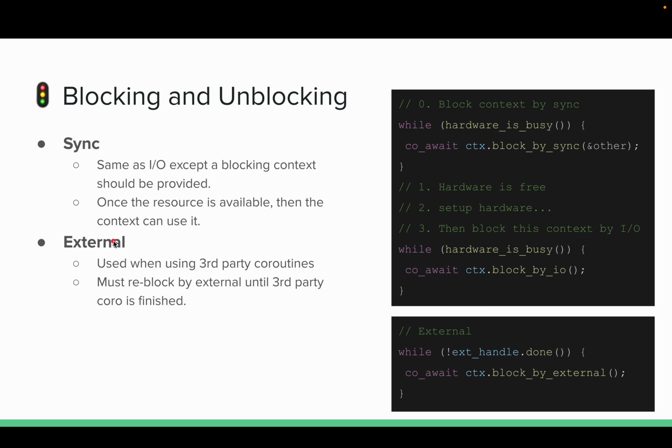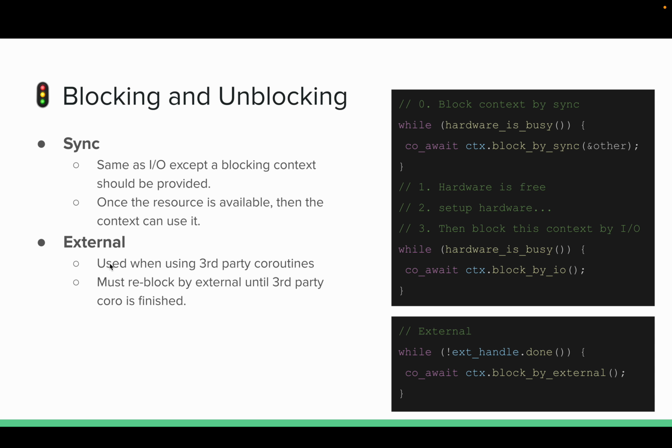And then finally, we have external. This is used when you are using a third-party coroutine, like std::task or something else like that. In those cases, you need to manually operate that coroutine. You're not allowed to co_await it unless you wrote the awaitable for it and had a way to make sure that if you resume the context, it properly resumes the external third-party coroutine all the way down.